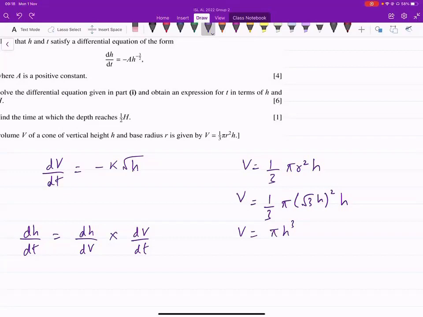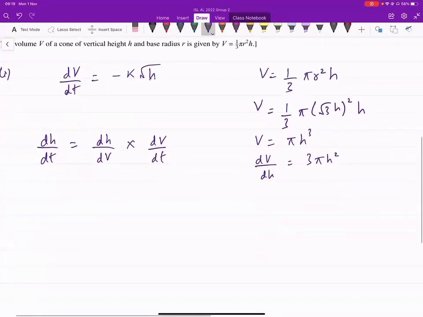And now we differentiate it. dv over dh, that's going to be 3 pi h square. We input that there. Is this clear? Any questions on this? Now we go there, we input this thing there. dh over dt, what do we get?